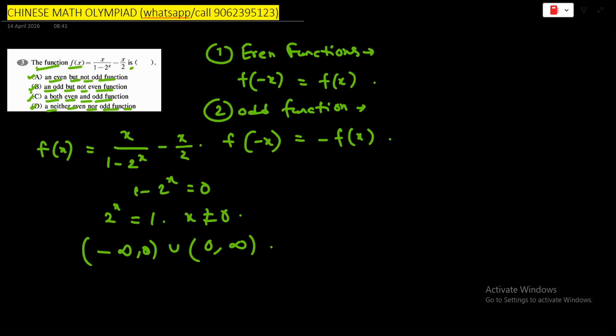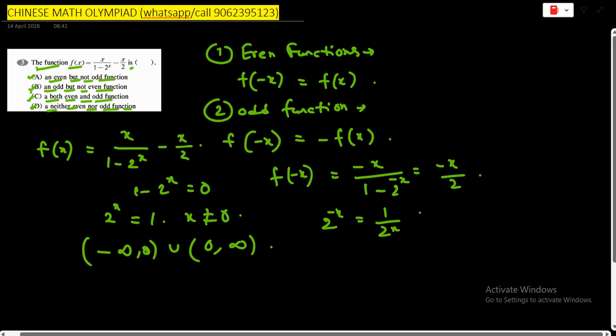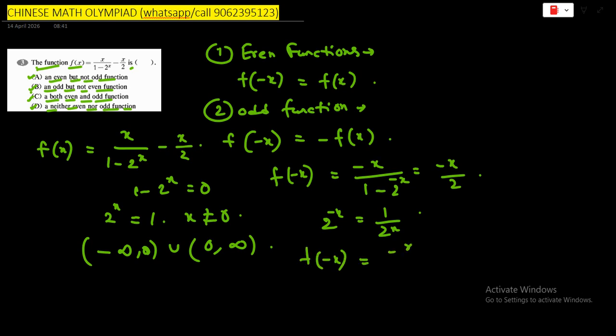So we are going to find f of minus x. Okay, so f of minus x is what? Minus x by 1 minus 2 to the power minus x, minus minus x by 2, right? Now that 2 to the power minus x is what? Just 1 by 2 to the power x, right? And that double negative at the end becomes a plus, right? So f of minus x is what? Minus x by 1 minus 1 by 2 to the power x, plus x by 2, right?